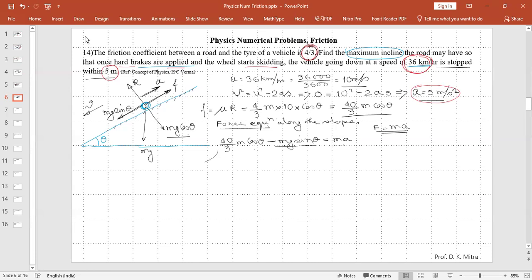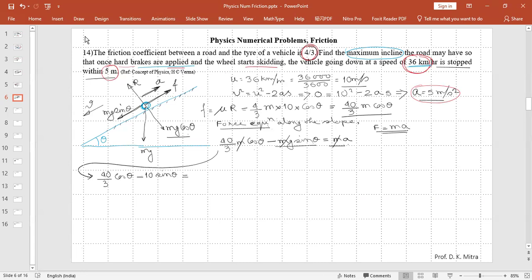Now, let us come from here to here. This is 40 by 3. And in this equation, m and m all get cancelled. So 40 by 3 cos theta minus g is 10, so 10 sin theta is equal to A. A value of A has been found.